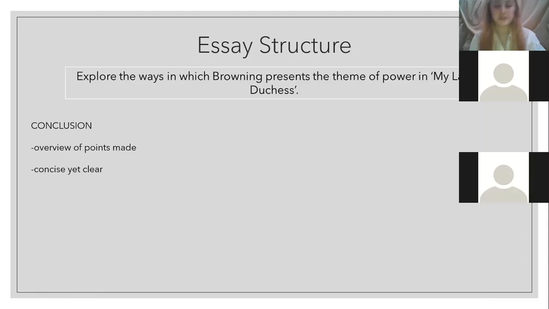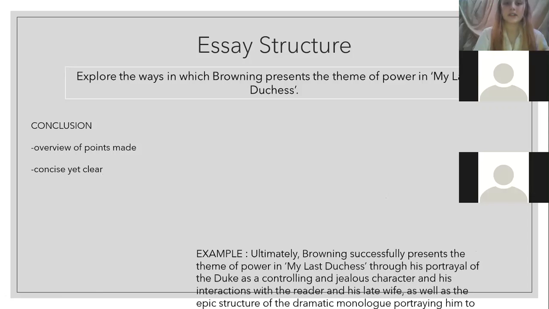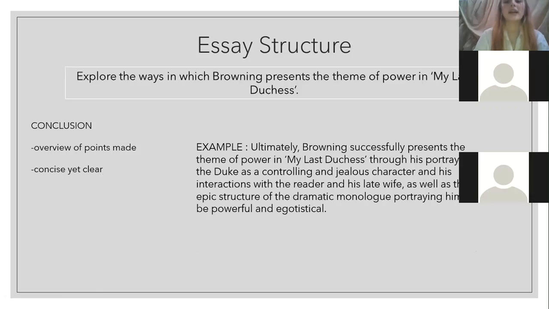There's not any evaluative language in this one, I don't think, but we don't need that in every paragraph, just overall. And then, like I said, I didn't do tons of points, so the conclusion, just a quick overview of the points and make it concise but still quite clear. So I did a short one. Ultimately, Browning successfully presents the theme of power in My Last Duchess through his portrayal of the Duke as a controlling and jealous character, and his interactions with the reader and his late wife, as well as the epic structure of the dramatic monologue portraying him to be powerful and egotistical.